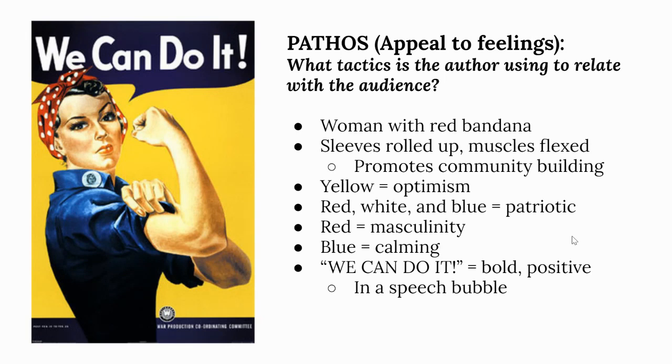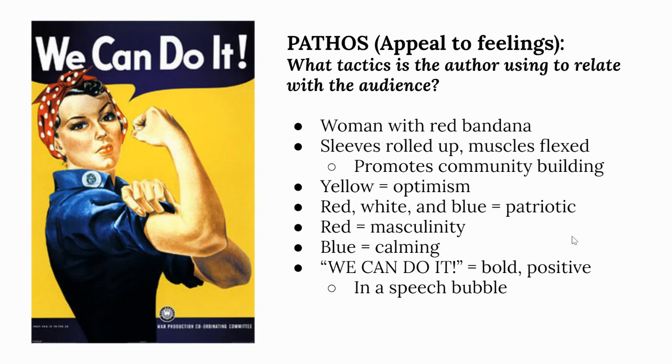A few things were picked out from this. When you're looking at an image and doing a rhetorical analysis, the positioning of the objects and the colors that are used often play a really big role in the message that the producer is trying to send. So in this case, when you look at her flexing her muscles, you might think, oh, I'm strong and this is all about me. But really, this motion of her flexing her muscles was a way to promote community.